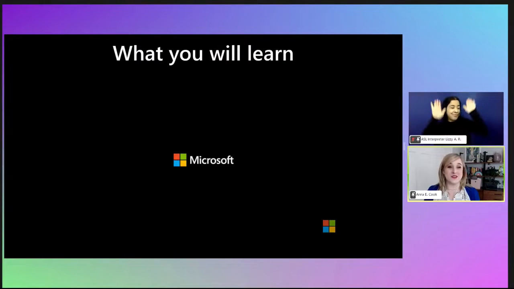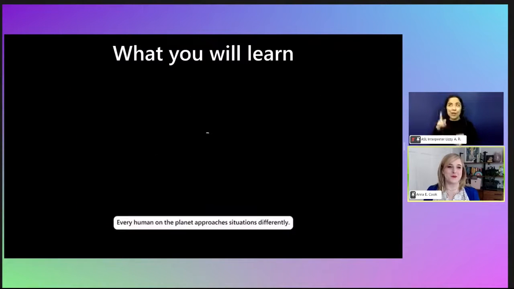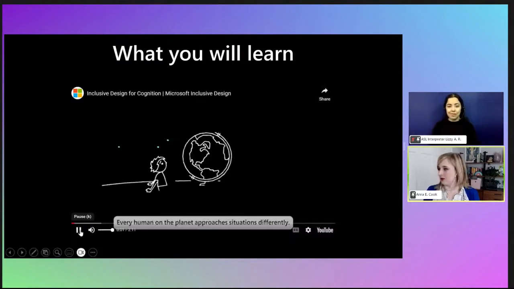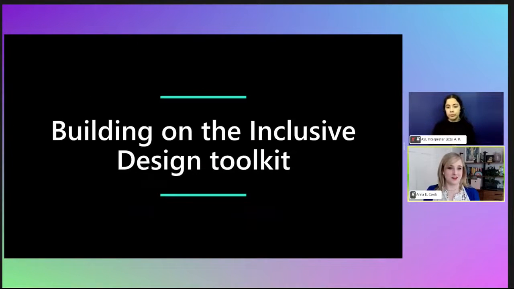Awesome. I couldn't have said it better myself. Let's see. There we go. So with that, let's talk about how these guidelines build on the existing inclusive design toolkit.